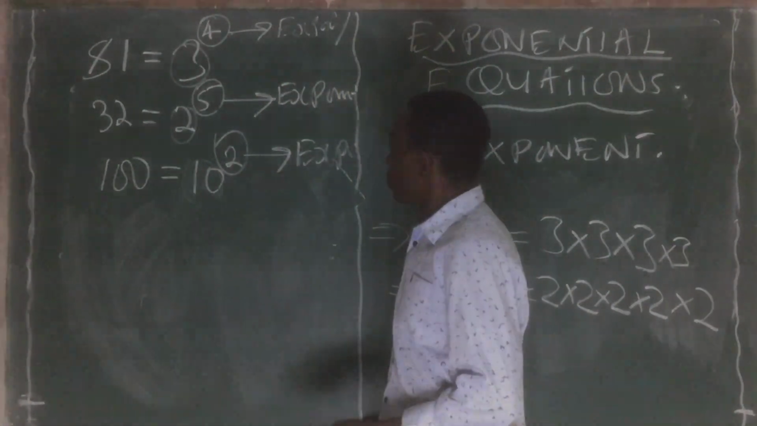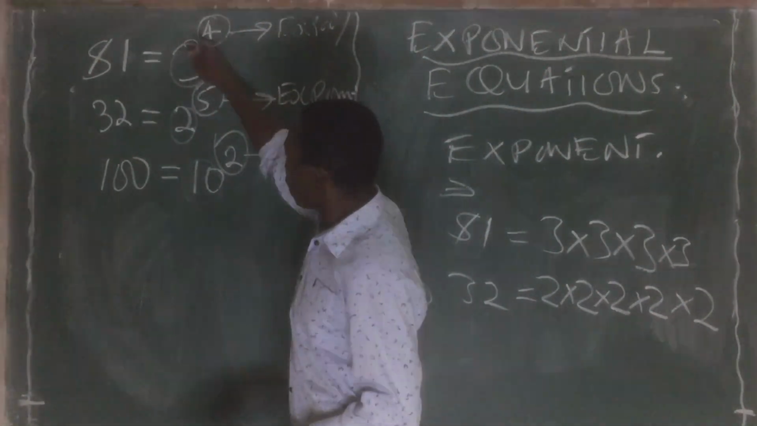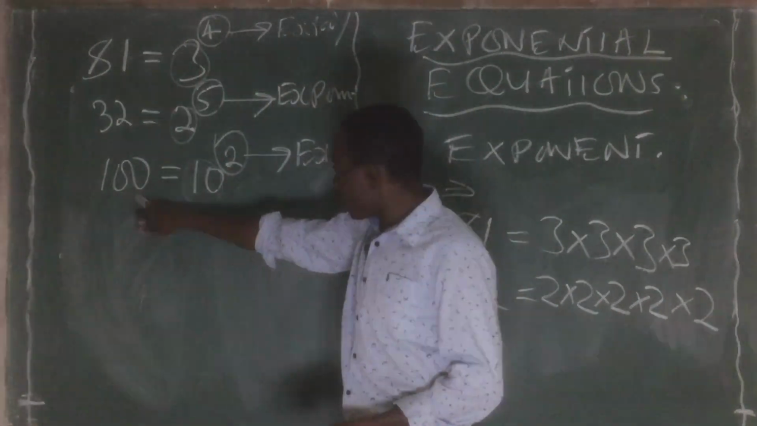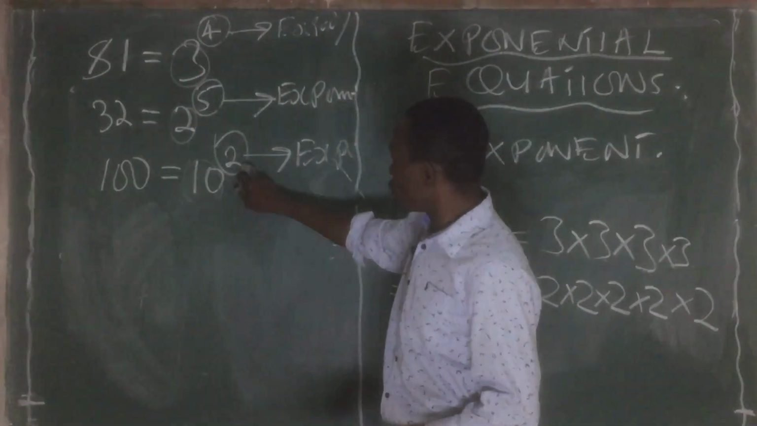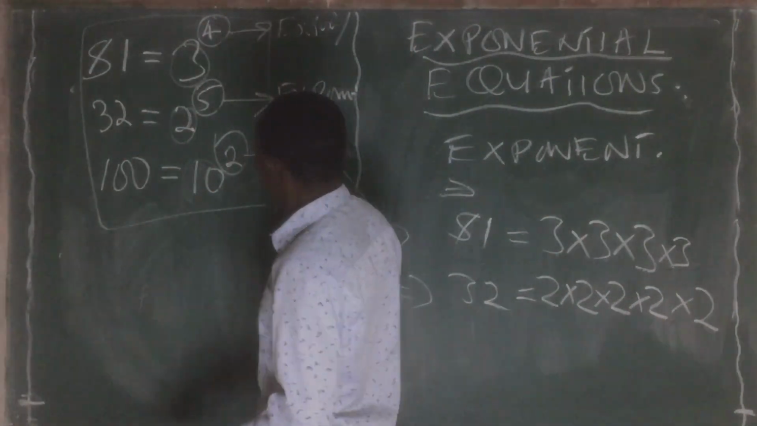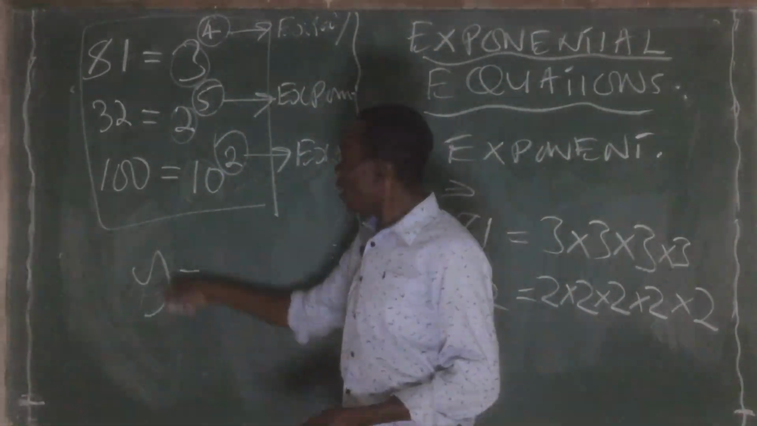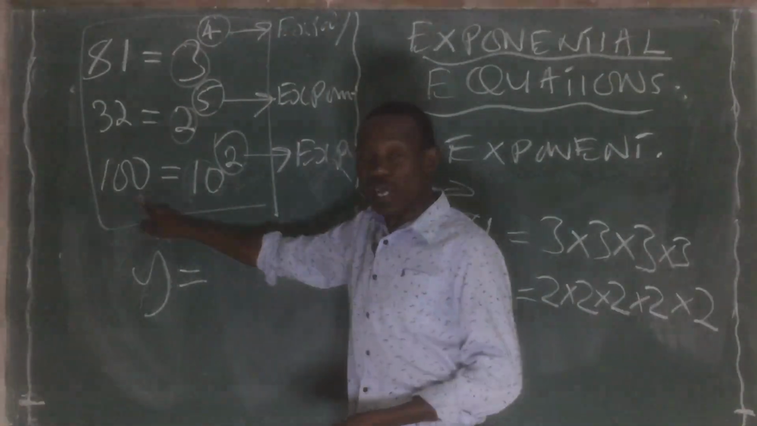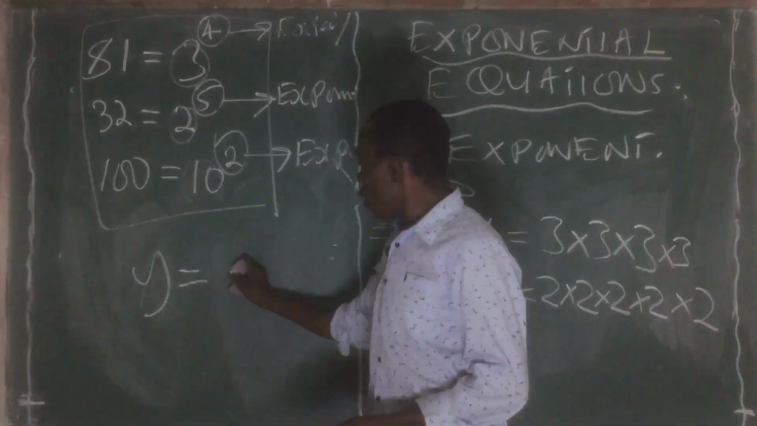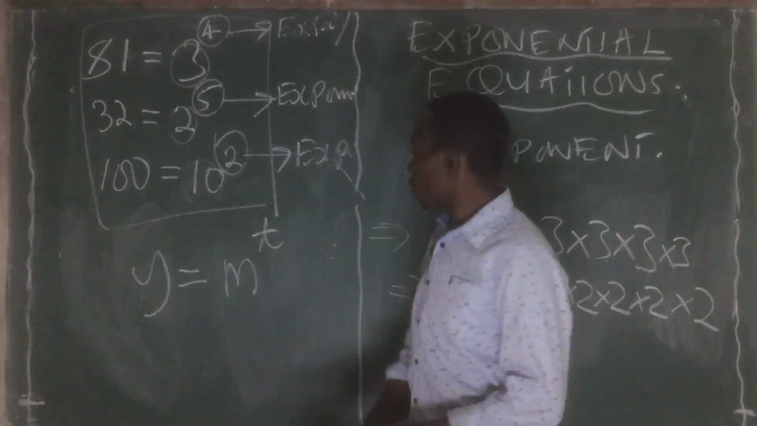So if I present this format here, 81 is equal to 3 to the power 4, which is exponent 4, 32 is equal to 2 to the power 5, or exponent 5, 100 is equal to 10 to the power 2, or exponent 2, then I can present these in one form. A number y could be like 81, could be 32, could be 100, and it means y can be expressed like this, say m and again a power t. Look at that.